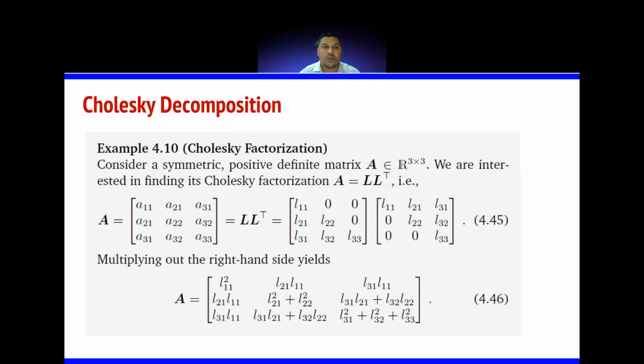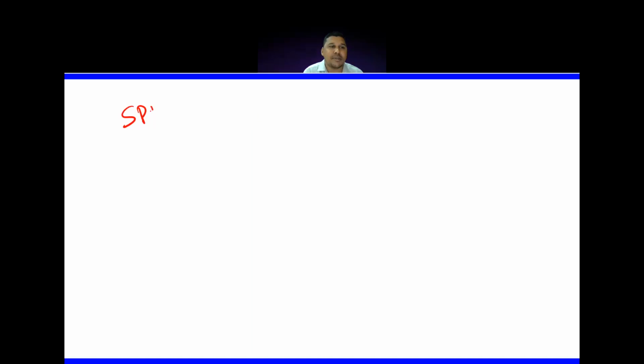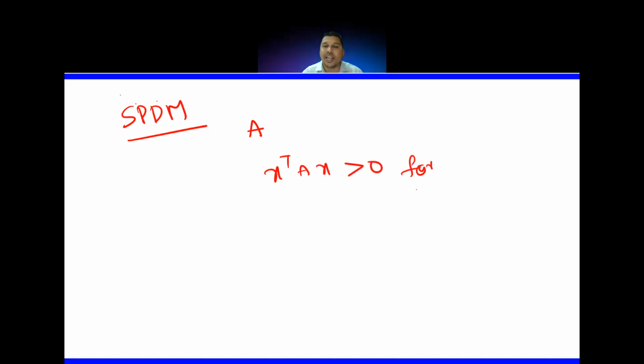So what is a symmetric positive definite matrix? Let us see. A given matrix A is called a symmetric positive definite matrix if x transpose A x is always greater than 0 for any given value of x.